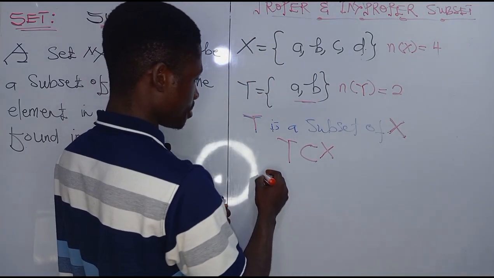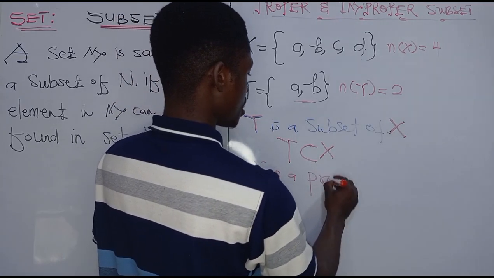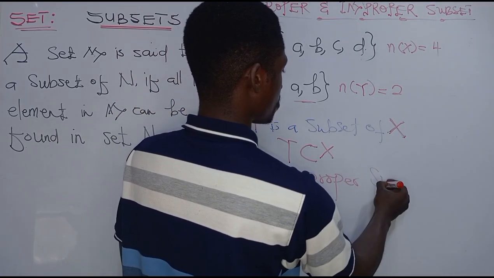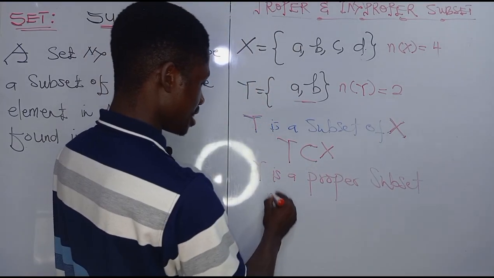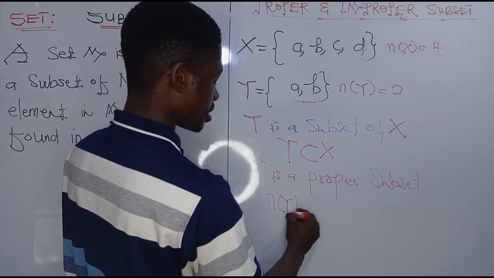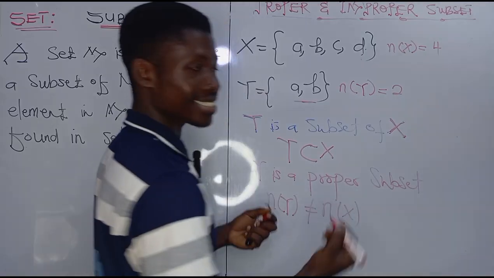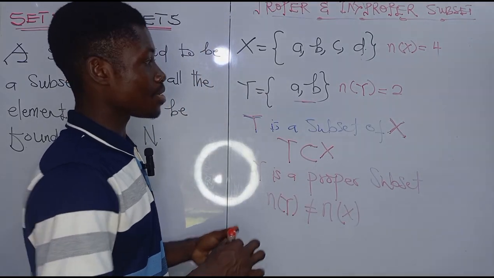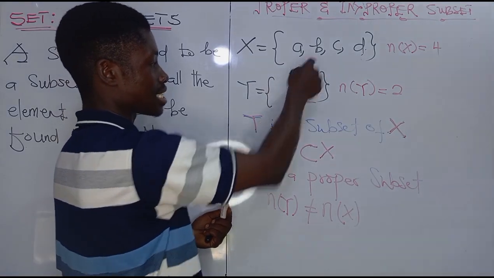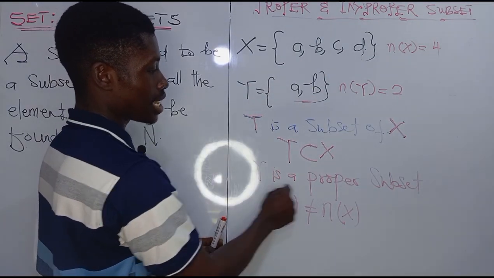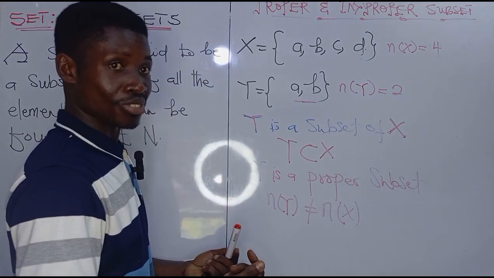Therefore, we can say that Y is a proper subset because the number of elements in Y is not equal to the number of elements in X. That is all. Because the number of elements in Y is not equal to the number of elements in X, we can say that set Y is a proper subset. I guess we are following.